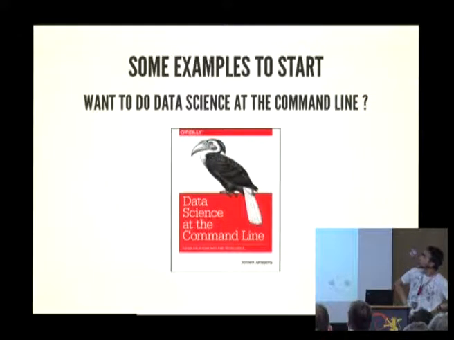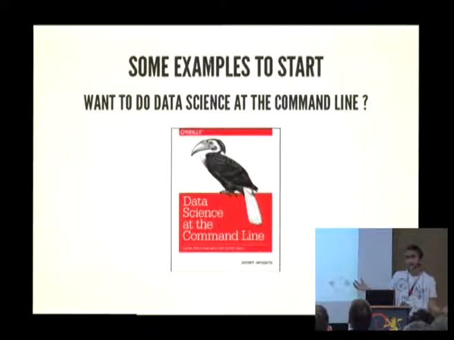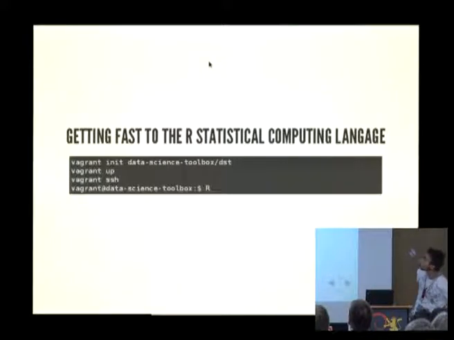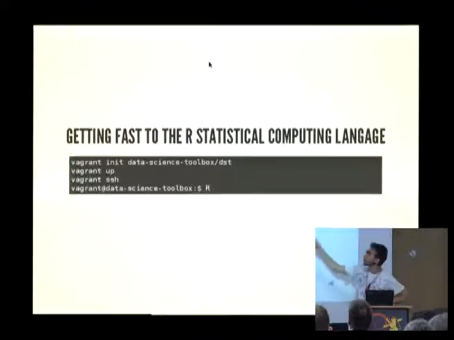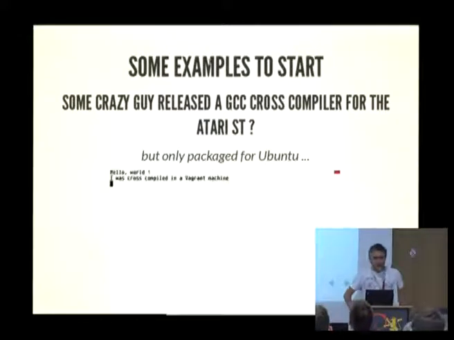Now some more examples to start. There's this guy who has written this book, Data Science at the Command Line, where he explains how to use R and a lot of data science tools that I don't really know how they work. But to get the stuff quickly installed for everyone, he packaged it all into a Vagrant image, so you can install that very quickly and do your data science on the command line. Again, it's the same workflow. Vagrant init will download this prepackaged VirtualBox image for Vagrant from the Vagrant cloud, vagrant up will start it up, and with SSH, you can already start to work with your statistical tool like R, this statistical language.